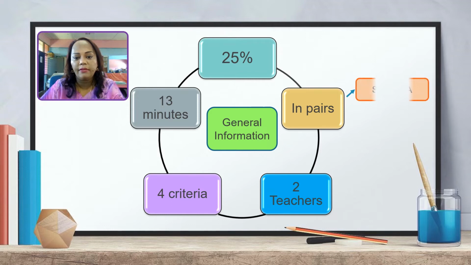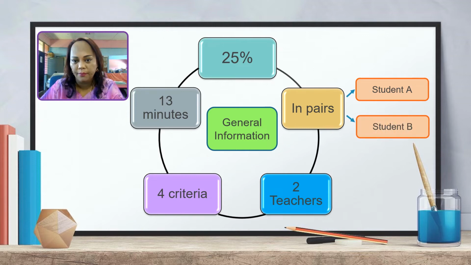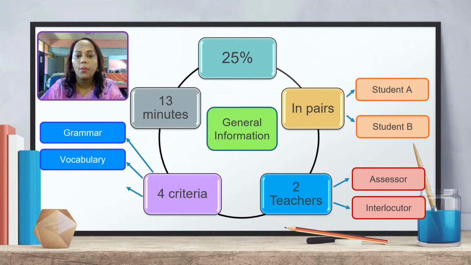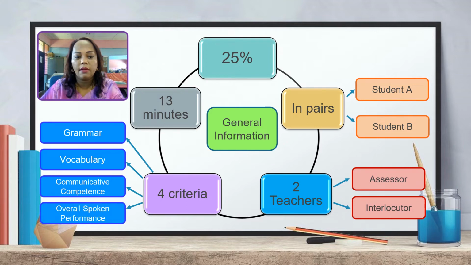When you talk about pairs, there is candidate A or student A and student B. And the 2 teachers are the assessor and the interlocutor. Now the interlocutor will be the teacher who is seated in front of the candidates and the assessor will be a teacher from a different school who will be listening and observing. And the 4 criteria are grammar, vocabulary, communicative competence, and overall spoken performance.